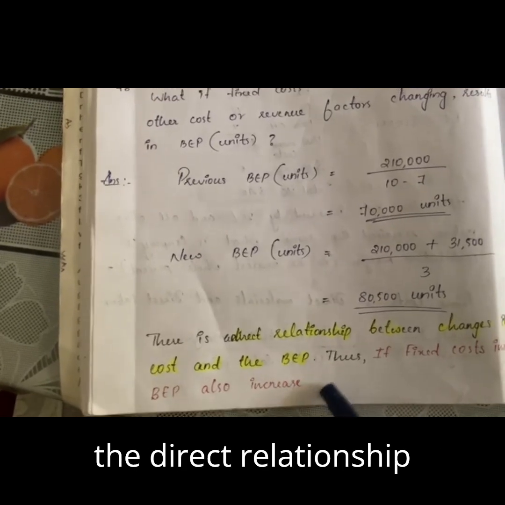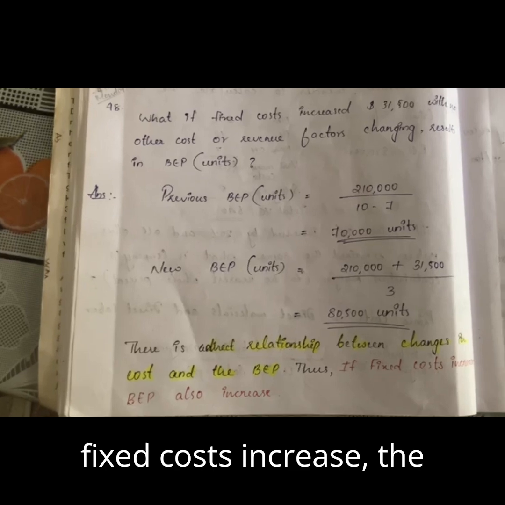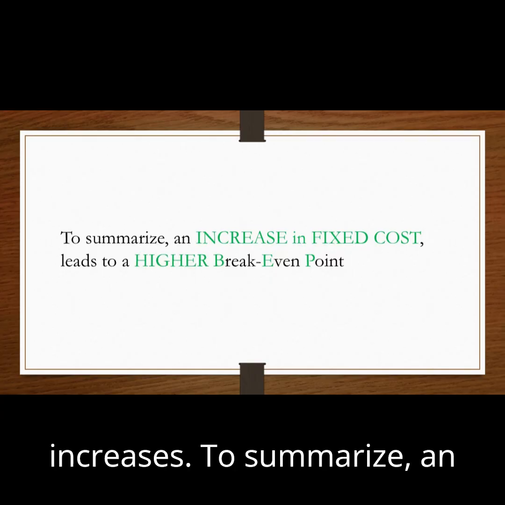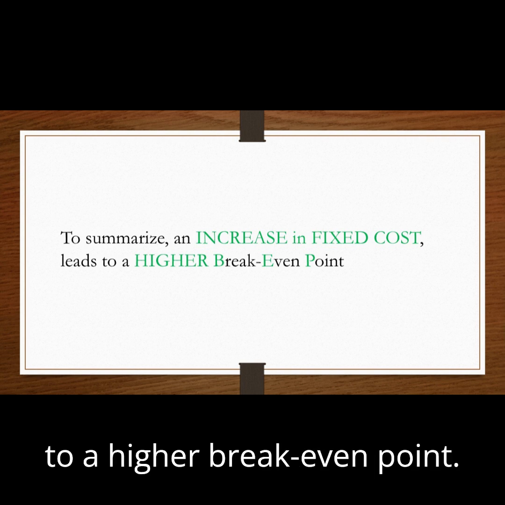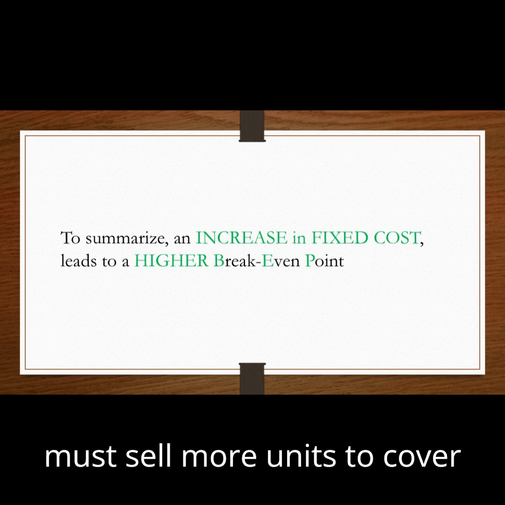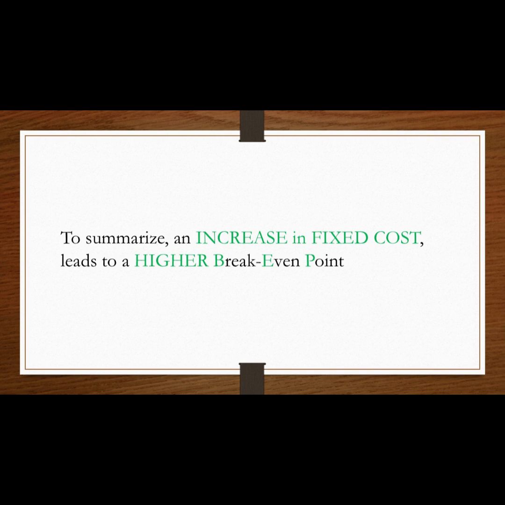Note the direct relationship between changes in fixed costs and the BEP. As the fixed costs increase, the break-even point also increases. To summarize, an increase in fixed costs leads to a higher break-even point. This means that the company must sell more units to cover the increased fixed costs and reach profitability.